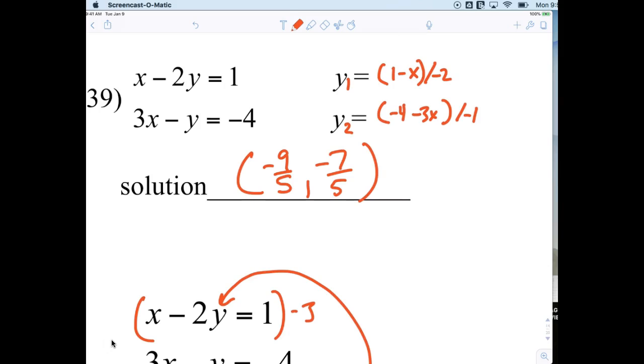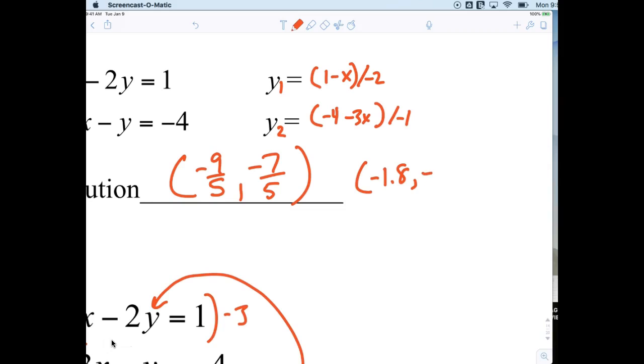So type it in. And the answer, I think, is negative 1.8, comma, negative 1.4. Is that what comes up on the calculator? Yes. Now let's say you wanted to check your calculator to see if the fraction is correct. Does everybody understand this automatically stored it as x, and this automatically stored it as y?